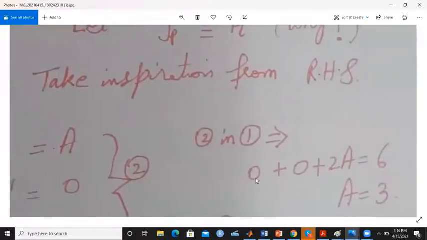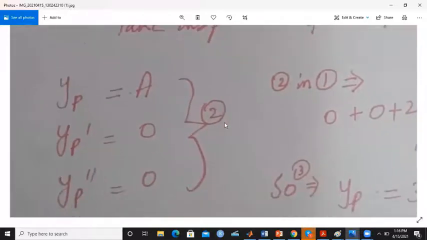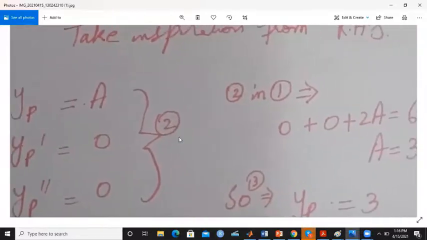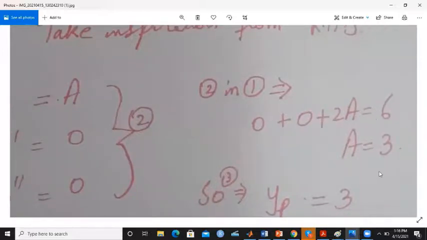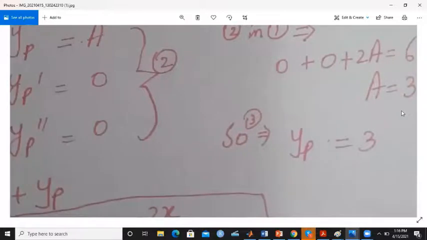I know that y double dash is 0, y dash is 0 for this case, right? So I have only got 2 times y. So it is yp. 2yp is 2a is equal to 6. I will cancel and then I have a is equal to 3.